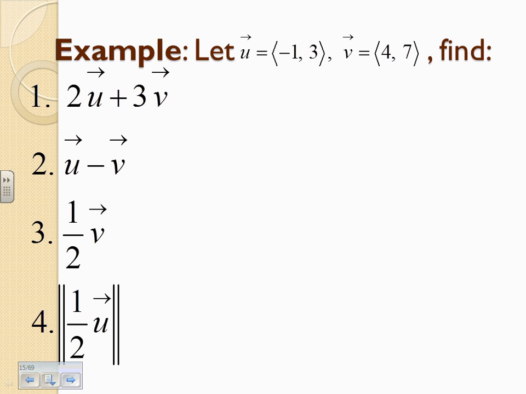Open up the answer so you can check yourself.